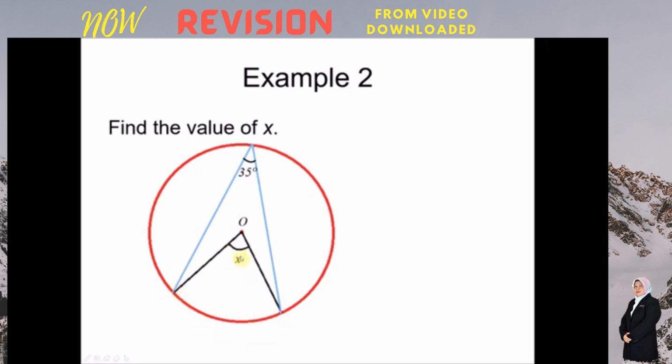So we know that this is double the size of this. Yeah, this is 2 times the size of this. So x equals 2 times 35, which is 70 degrees.